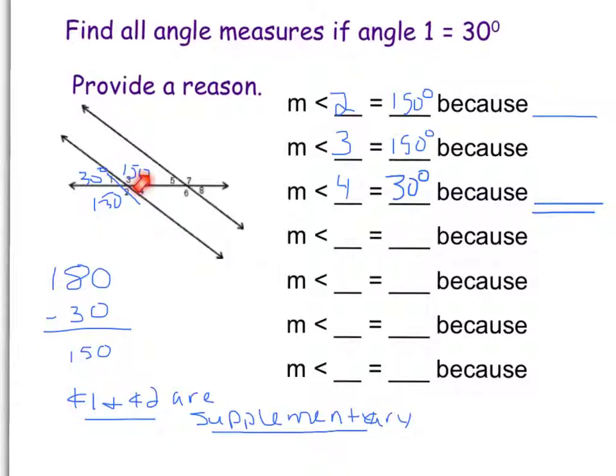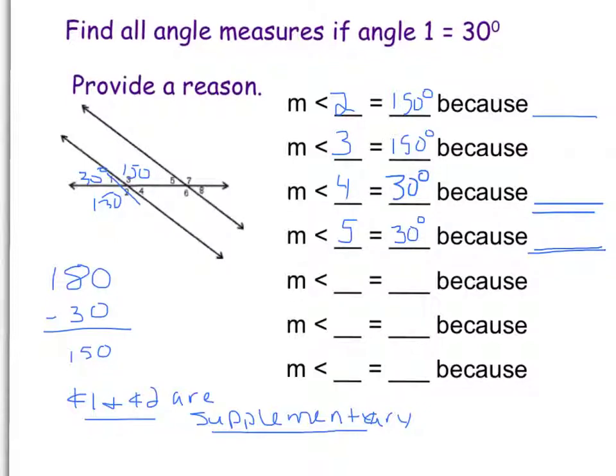All right, now we're going to make our jump to the other neighborhood over here. I'm going to start with my angle 1 again, and again, I could go numerous places, but I'm going to go to angle 5. You do not have to go in order. I am choosing to. So angle 1 and angle 5, what type of angles are they? They're corresponding. So we know that angle 5 is congruent to angle 1. It is 30 degrees.